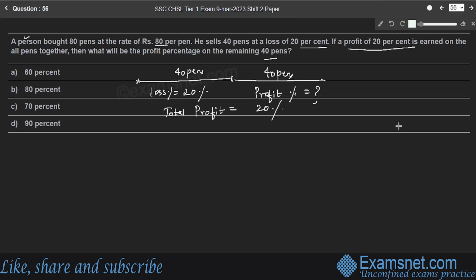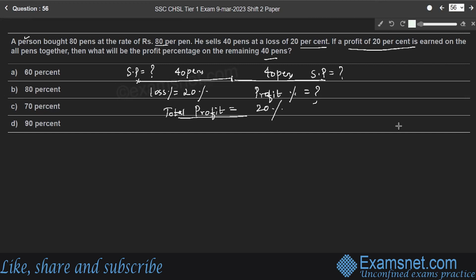For that, we need to find the selling price of the first 40 pens. Then we need to find the selling price of the last 40 pens. For that, we need the total profit and the formula for total profit of all 80 pens together, right? Let us go step by step. So let us consider cost price. It may be a loss or profit, we need cost price and selling price, right?